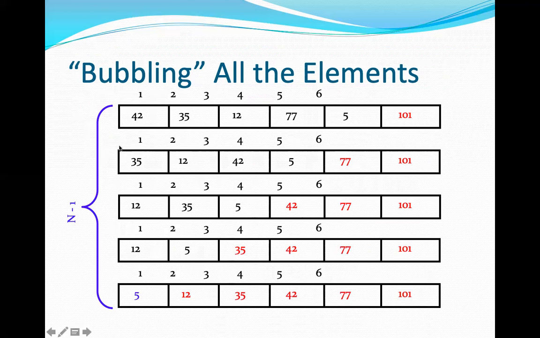Here, after every pass, the comparisons will come down. In total, 6 elements are there, so 5 comparisons: 1, 2, 3, 4, 5. After 5 comparisons, this 101 is placed here.